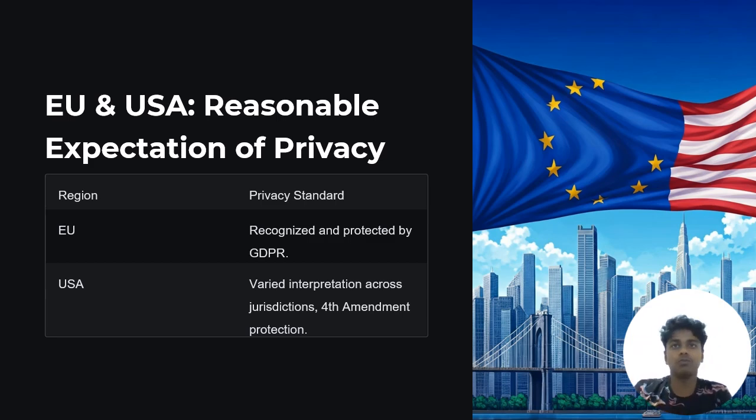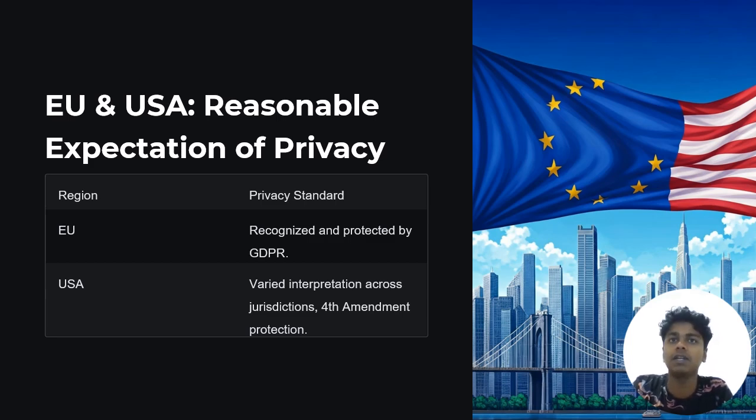Here's an overview. We are going to look into this in more detail in the upcoming slides. In terms of the EU, the concept of privacy is protected under the Charter of Fundamental Rights of the European Union and the European Convention on Human Rights, ECHR. Specifically, Article 8 of the ECHR provides the right to respect for private and family life, home and correspondence.